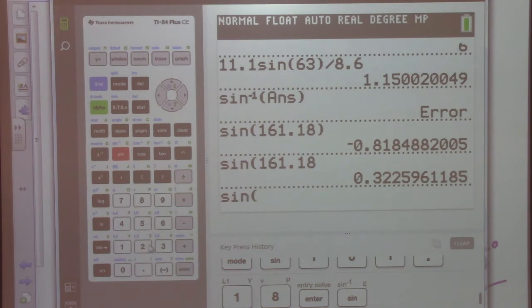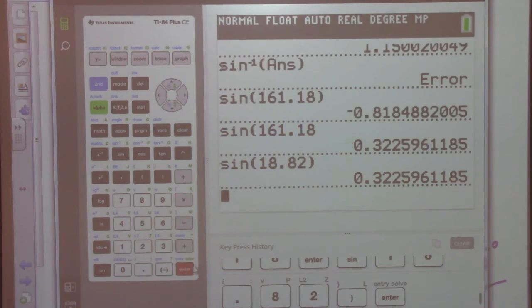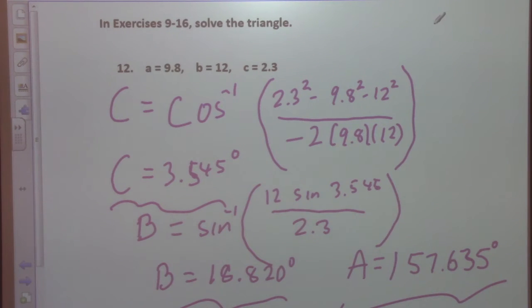This is what Kaylee pointed out to me. It's going to be sine 18.82. Same thing. Why is that? How is that possible? Is that your question? Okay, it's possible because of this.